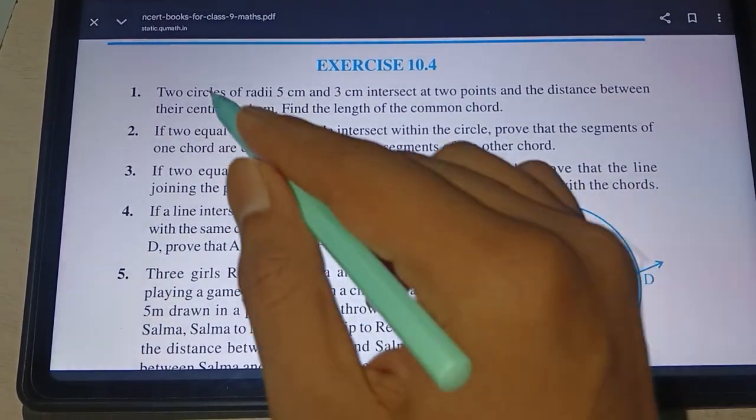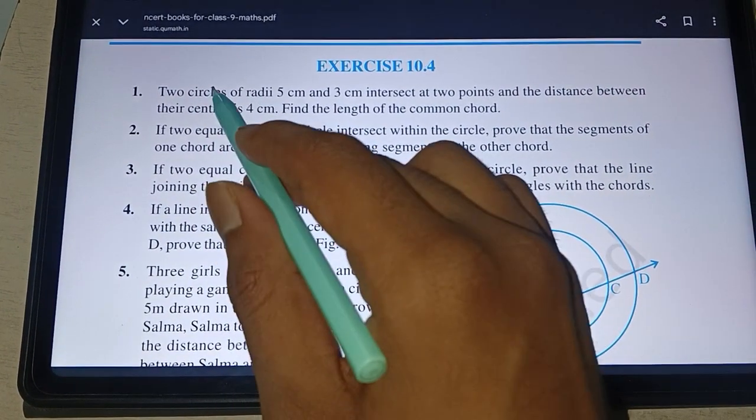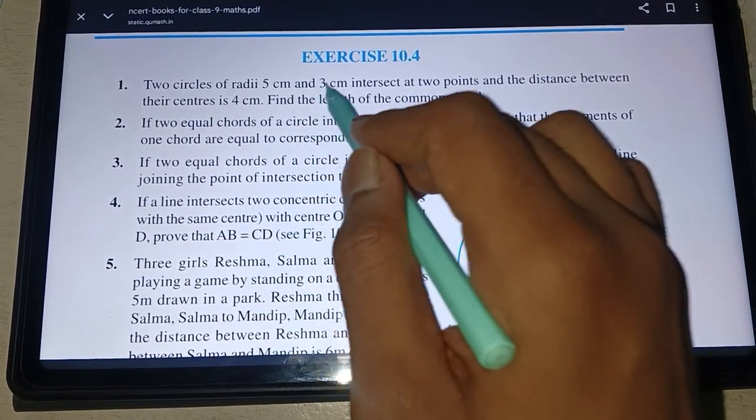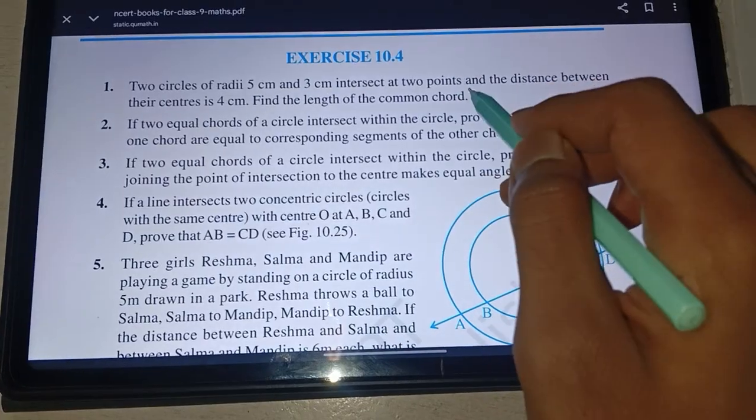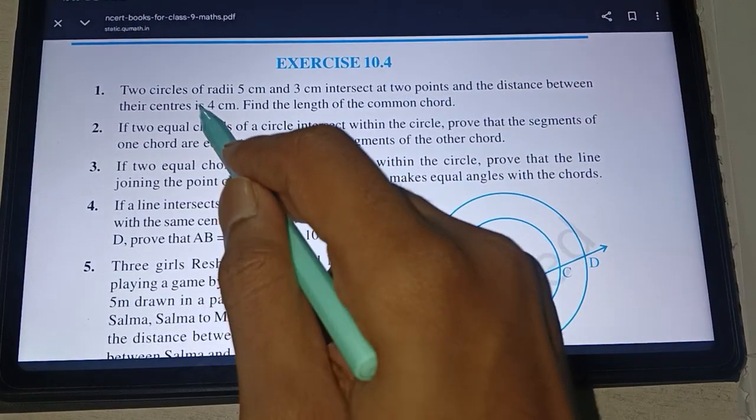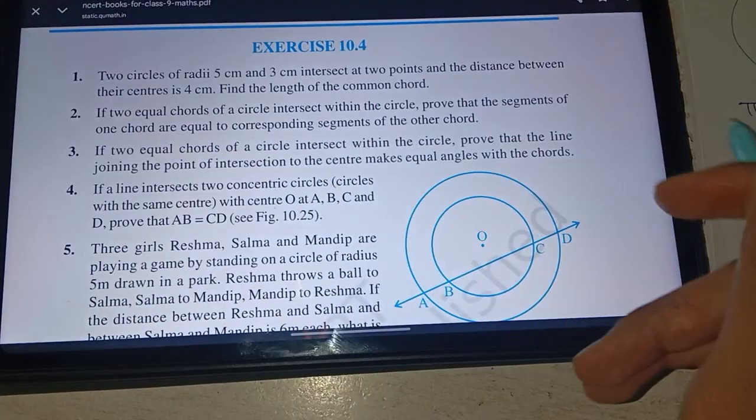So the question is that two circles of radii 5 centimeter and 3 centimeter intersect at 2 points. The distance between their centers is 4 centimeter. Find the length of the common chord.